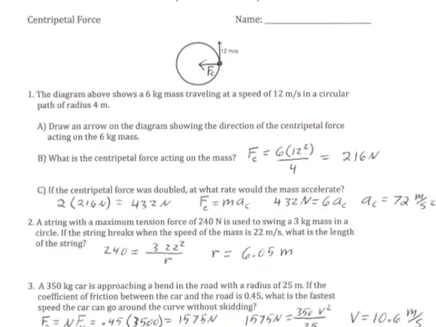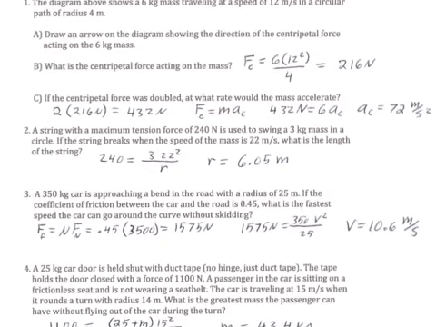Let's see, number 2. Let's move us up a little bit. Number 2. Alright, I have a string. Maximum tension force is 240. And what I want to know is what is the length of the string. So I'm going to use my centripetal force equation. This is the tension at which the string breaks. This is the mass of the object that's being spun around. 22 meters per second is how fast it's swinging, and I want to know what is the length or radius of the string. And so when I solve this, I get 6.05 meters. Quite a long string, I must say.